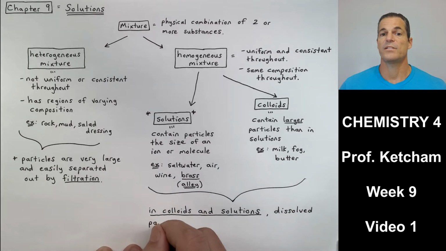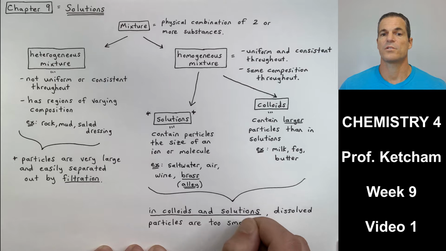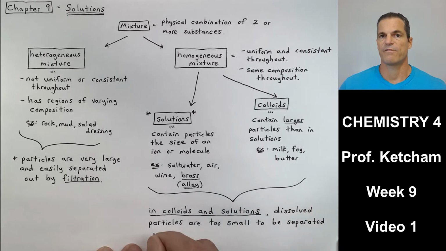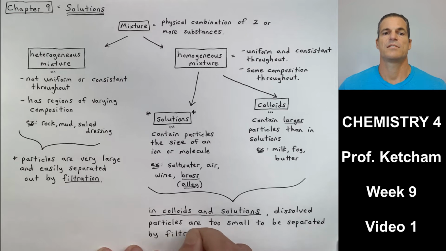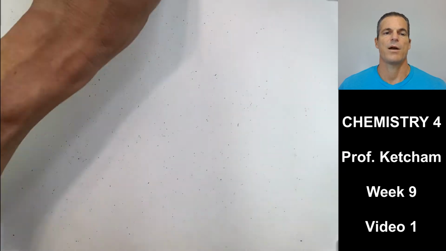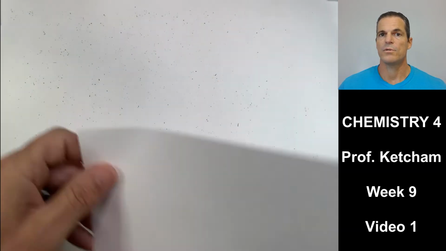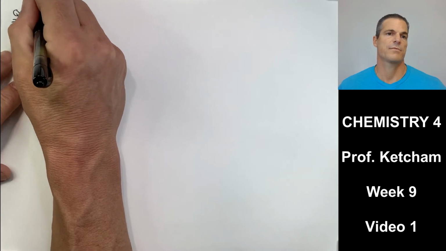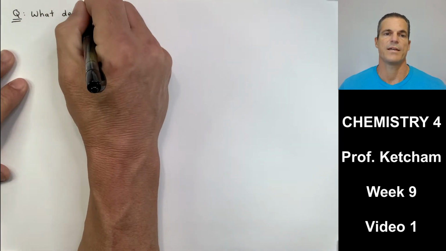Now, in colloids and solutions, both of these, dissolved particles are too small to be separated out by something like filtration in a lab. Instead, we have other techniques to do that. All right, so page 2 of today's notes. And again, this is chapter 9 from your book. We're on video number 1 for week 9.